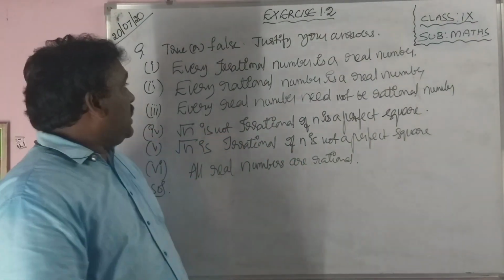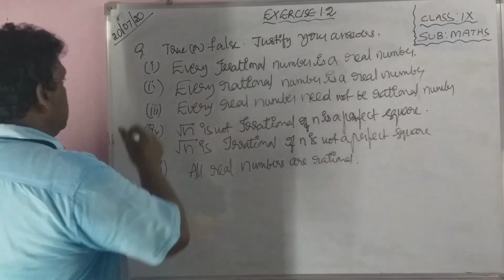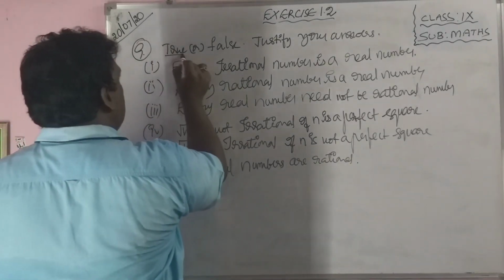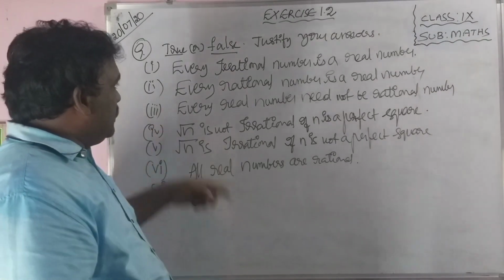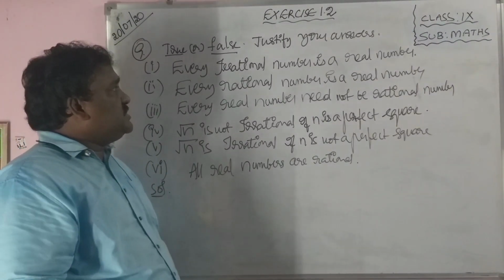Write down problem number 9. True or false? Justify your answers. Write the reason. First one, every irrational number is a real number.